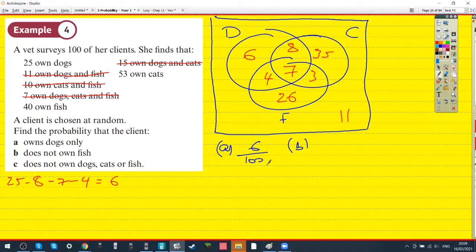So when it says does not own fish, does that mean only fish, or does that mean fish and say if you had a cat and a fish? Well, if someone has a cat and a fish and you ask them, do you own a fish? Would they say no? No. Yeah, so it'll be that full circle. Okay. So you do 26, add 4, add 7, add 3. Which is 40. Take away from 100 is 60, so 60 out of 100. Looks good.